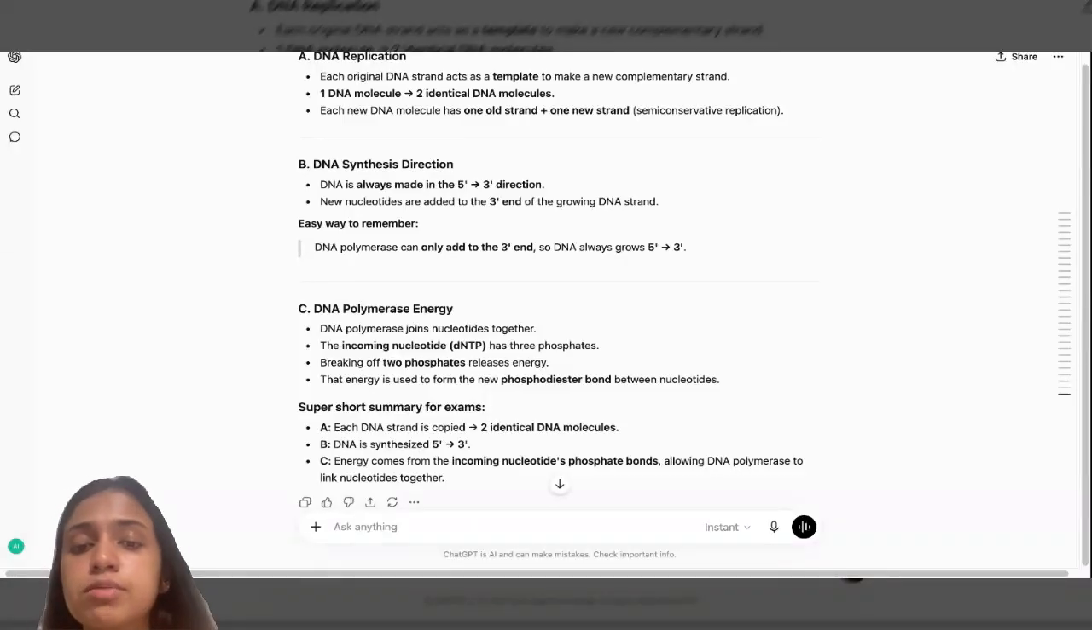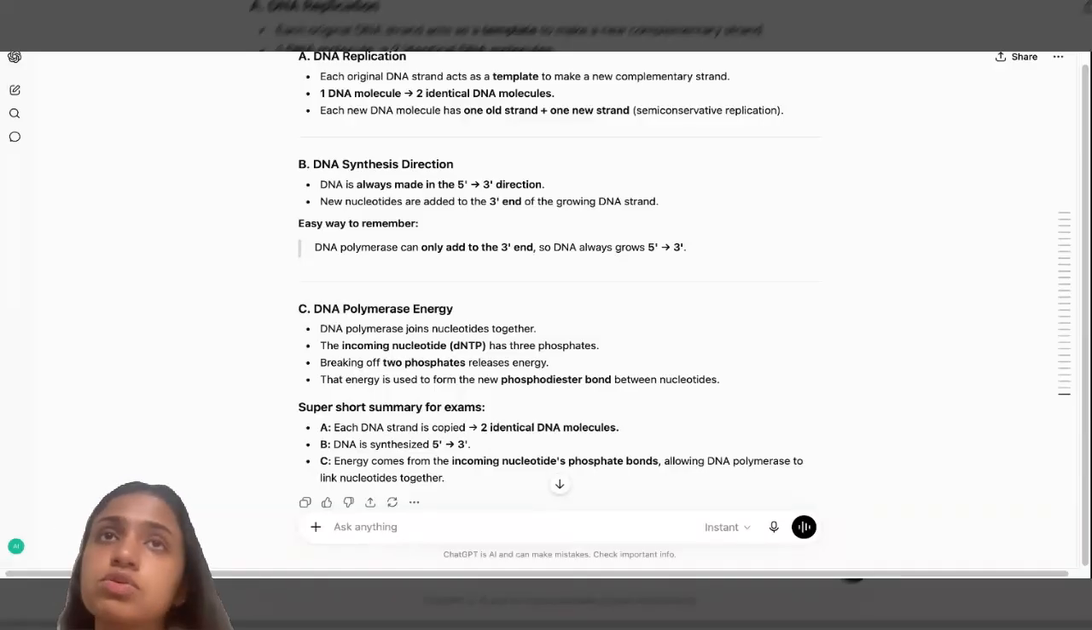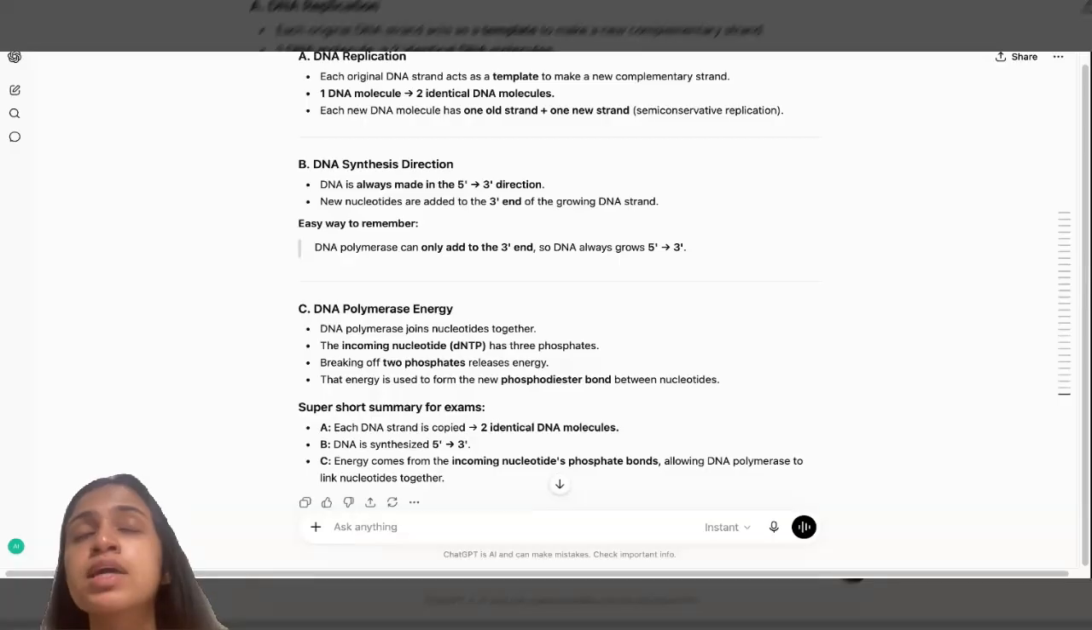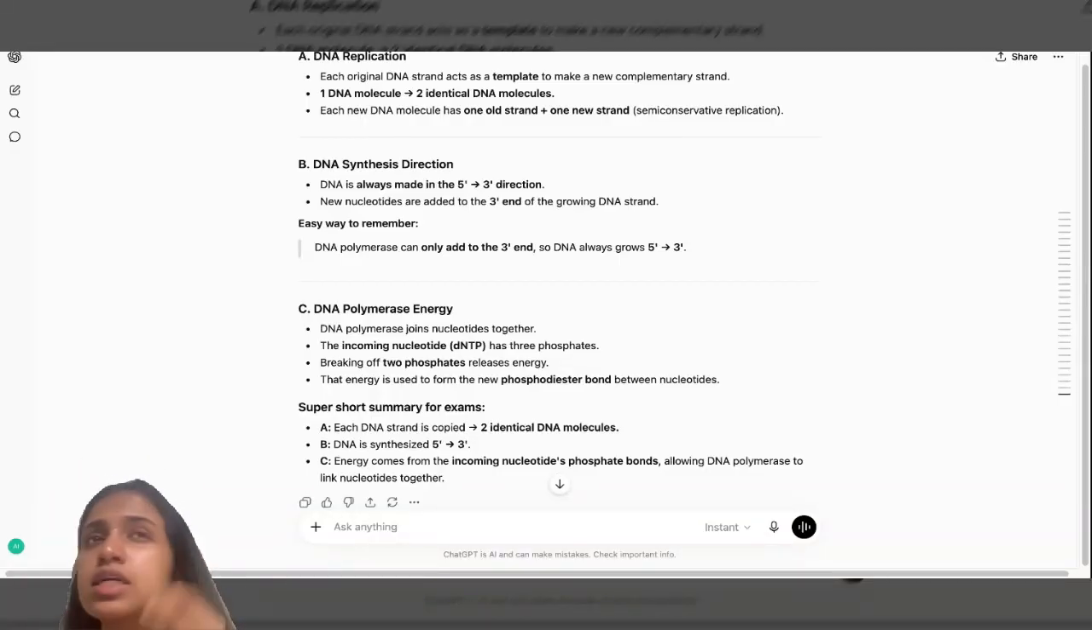So this is a supercharged summary. The DNA strand is copied, so DNA replication. Second, we know DNA grows from 5 prime to 3 prime, so you're only adding to the 3 prime. And then at the end, you want a phosphodiester bond between the nucleotides.